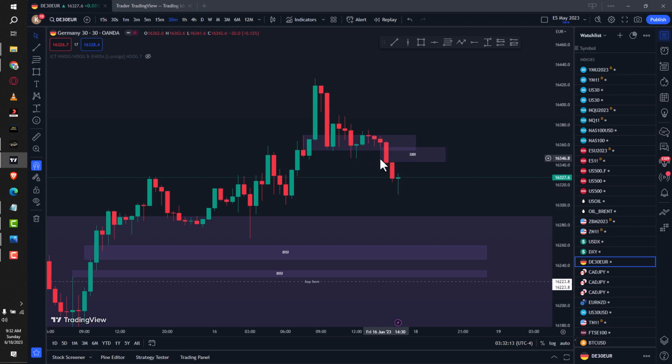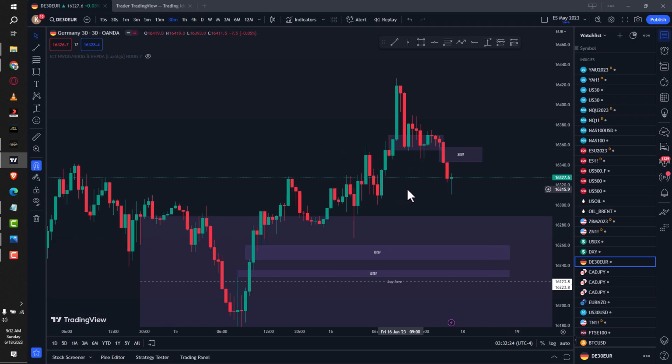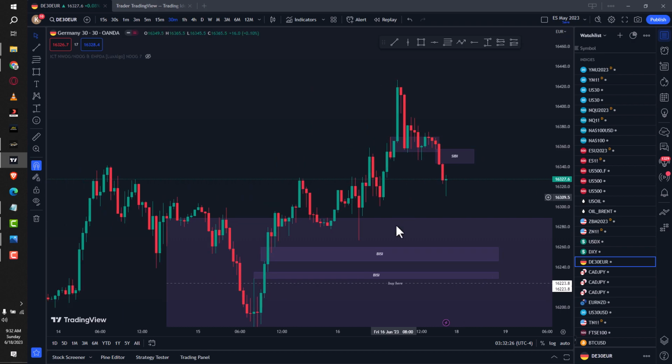This is the interesting part for me. When price milked off from there as we closed on Friday, we have three things when it comes to the 2022 model. Did we have a recent or internal buy side liquidity taken? Yes, we did. We had this one, we had this one, we had this high. It was swept, so internal liquidity was swept.